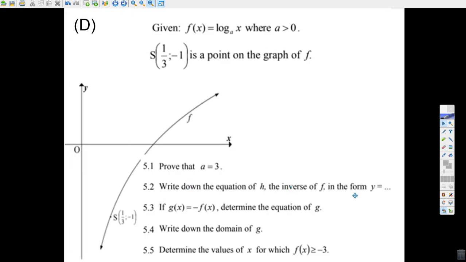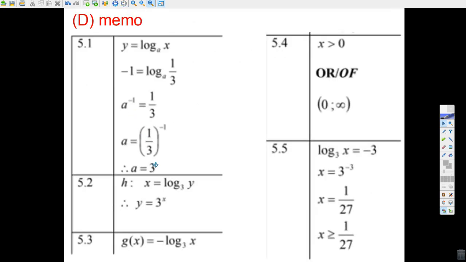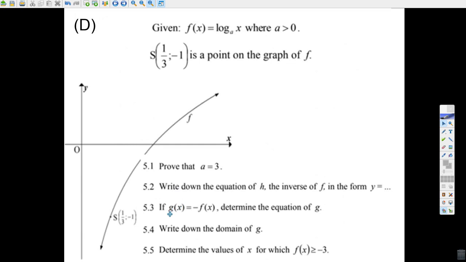Write down the equation of h, the inverse of f. So how do we get the inverse of f? Well, the first thing we do is we switch. There's f. We switch x and y. But now we have to make y the subject. And to do that, we have to put it in exponential form. This is logarithmic form. 3 to the x power equals y. There's exponential form.